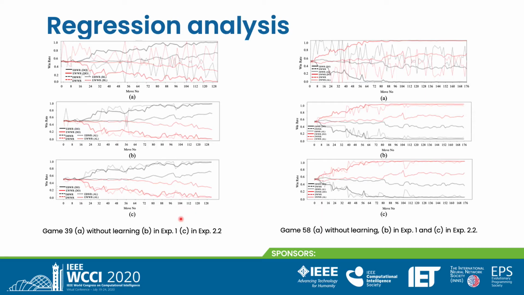And the next is our experimental results. This page shows the regression analysis for Game 39 and Game 58. The experimental results show that the AI FML agents with the patch learning mechanism can improve the performance of regressions for robotic Game of Go applications.